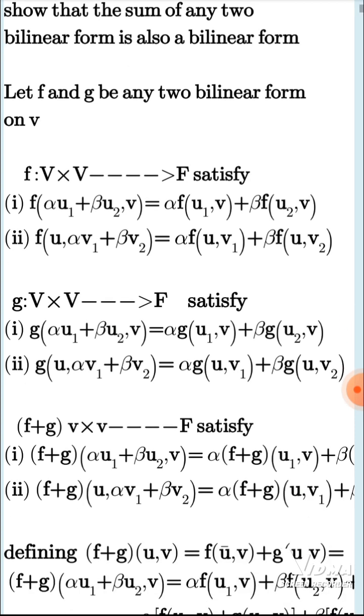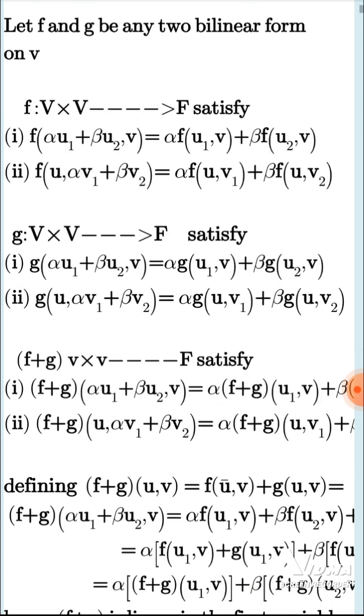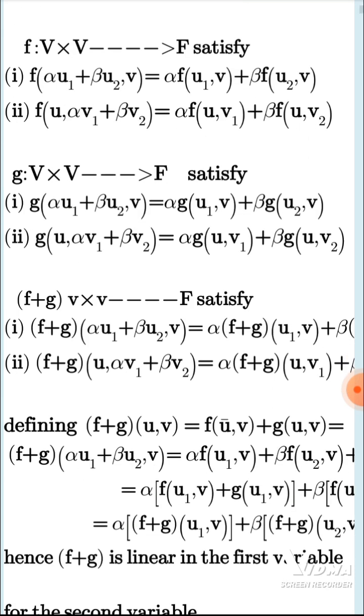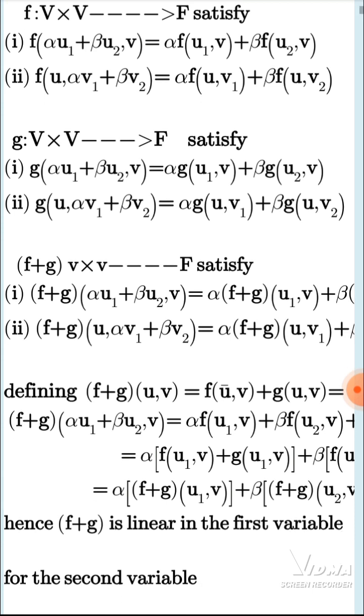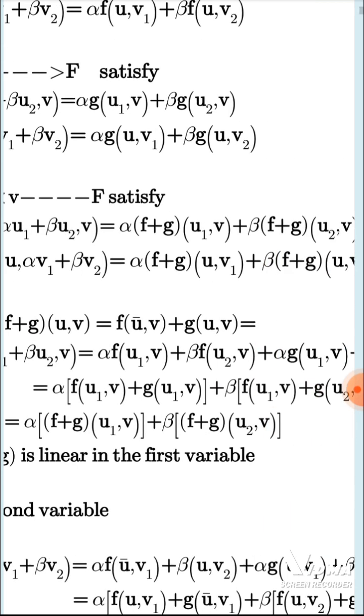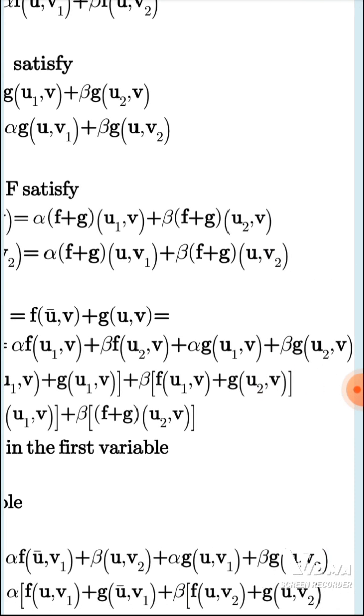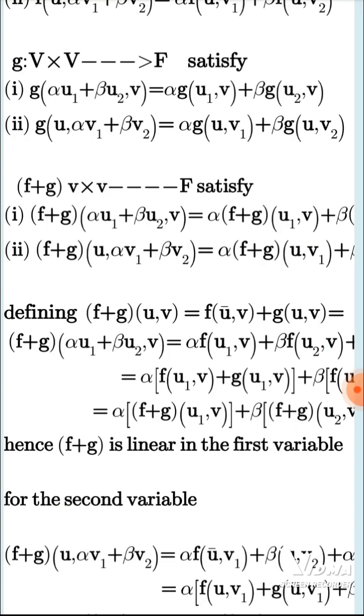So we let F and G be two bilinear forms of V, and we pick alpha U1 plus beta U2, comma V. Similarly for G on V cross V, then the sum of two bilinear forms F plus G should obey the two properties, and at the end of the day we arrive at the sum being linear in the first variable.